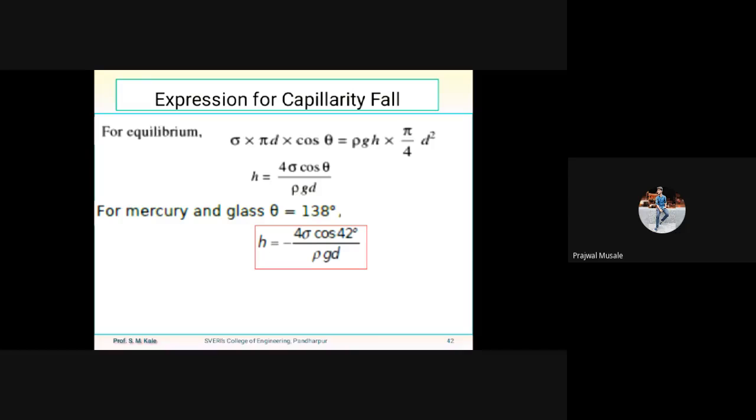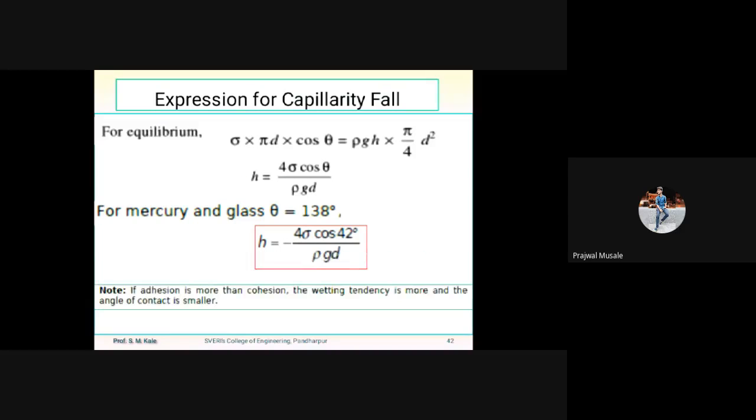Why is the negative sign coming? Because there is a capillary depression, that means fall of liquid level inside the capillary tube. That's why I'm getting the negative sign. So h is equal to minus 4 sigma cos of 42 degree divided by rho g d. That will be the equation for calculation of capillarity fall. Are you getting? So for capillarity rise, the equation is 4 sigma upon rho g d, whereas for capillarity fall, the equation is h is equal to minus 4 sigma cos of 42 degree divided by rho g into d.